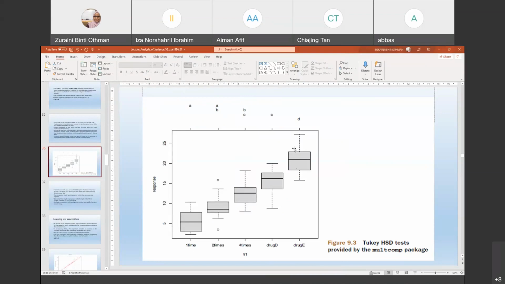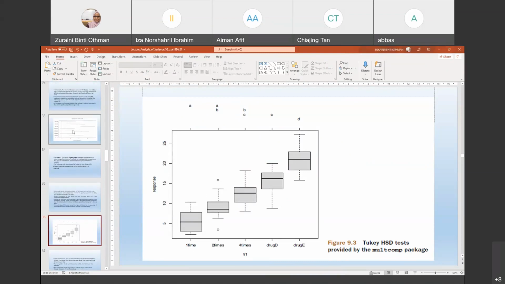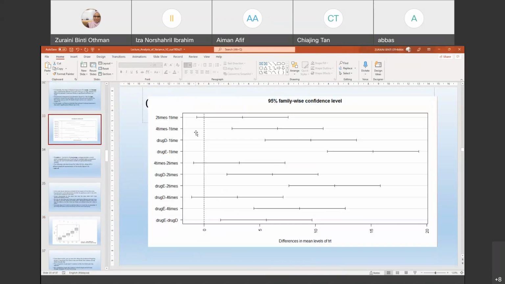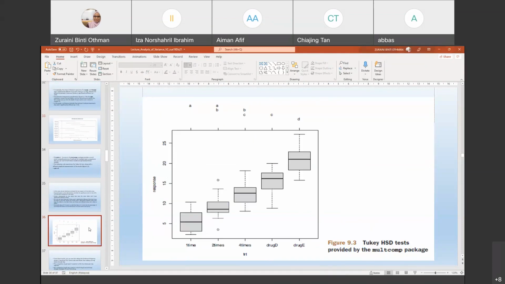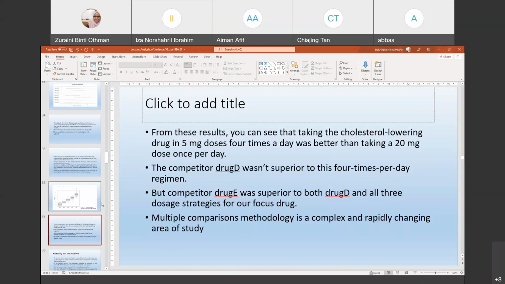Okay, this is the box plot graph that they give. Actually, they want to give you a comparison. From here we can't see the significance value, but this gives a clear explanation of the interaction between different times and different drugs that the patient takes for cholesterol.